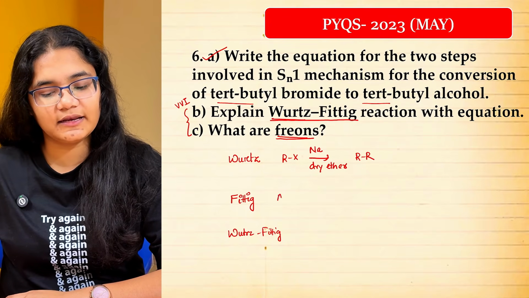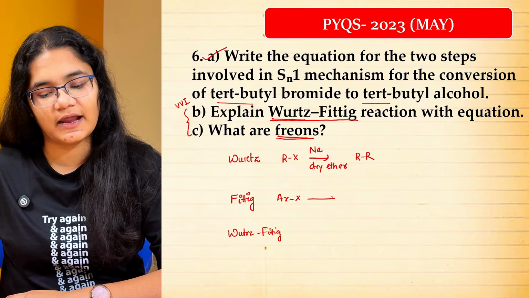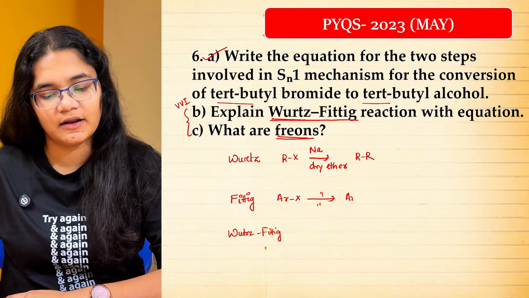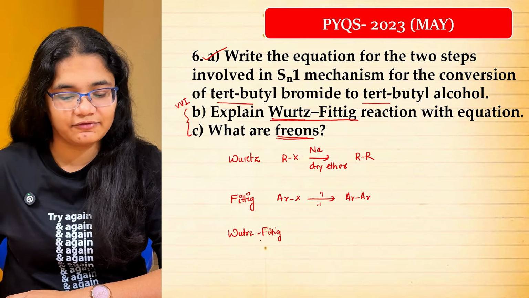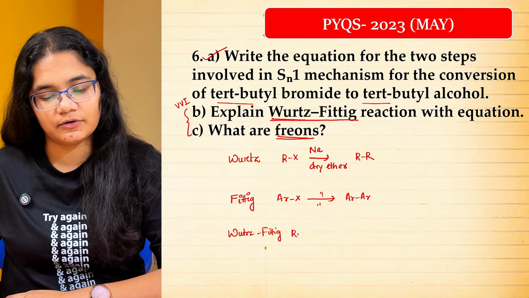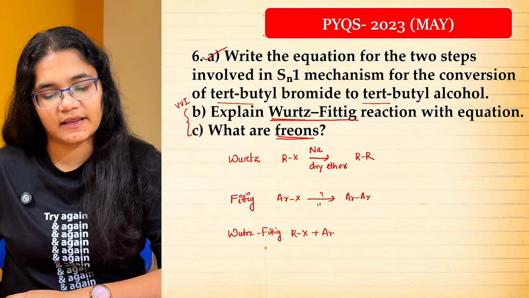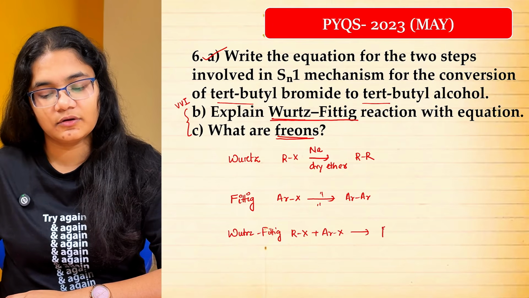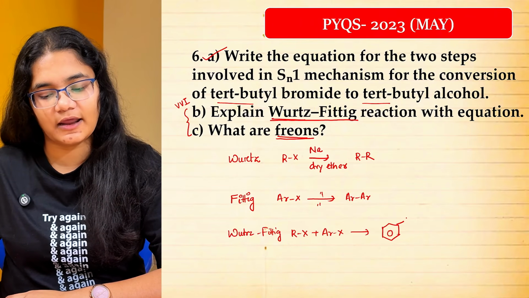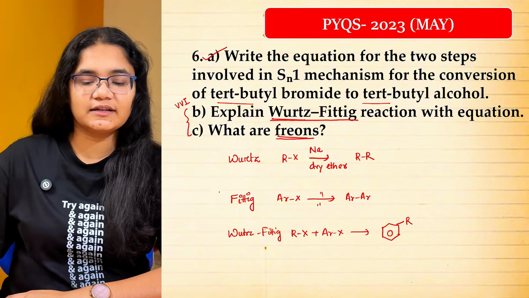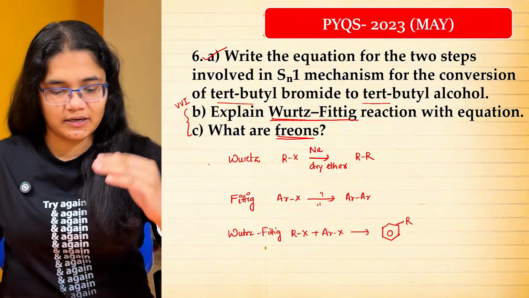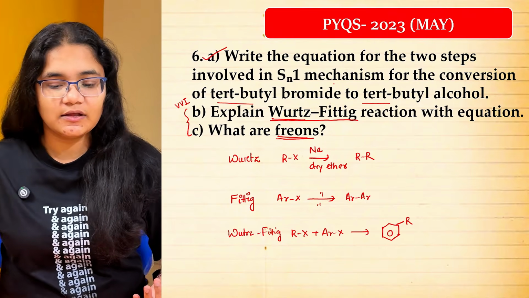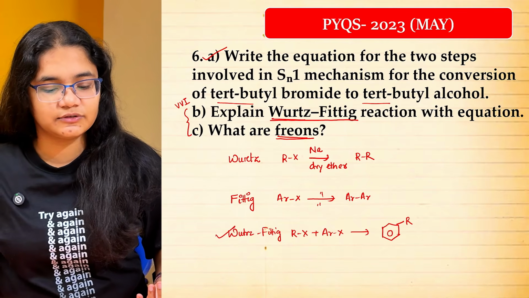In the Fittig reaction, what happens? ArX reacts in presence of sodium and dry ether to give you Ar-Ar, or diphenyl. In the Wurtz-Fittig reaction, you have RX plus ArX to give you a compound like this, Ar-R. So these are the three types of reaction. If you remember it this way, you will remember it easily. The question has asked about the Wurtz-Fittig reaction.